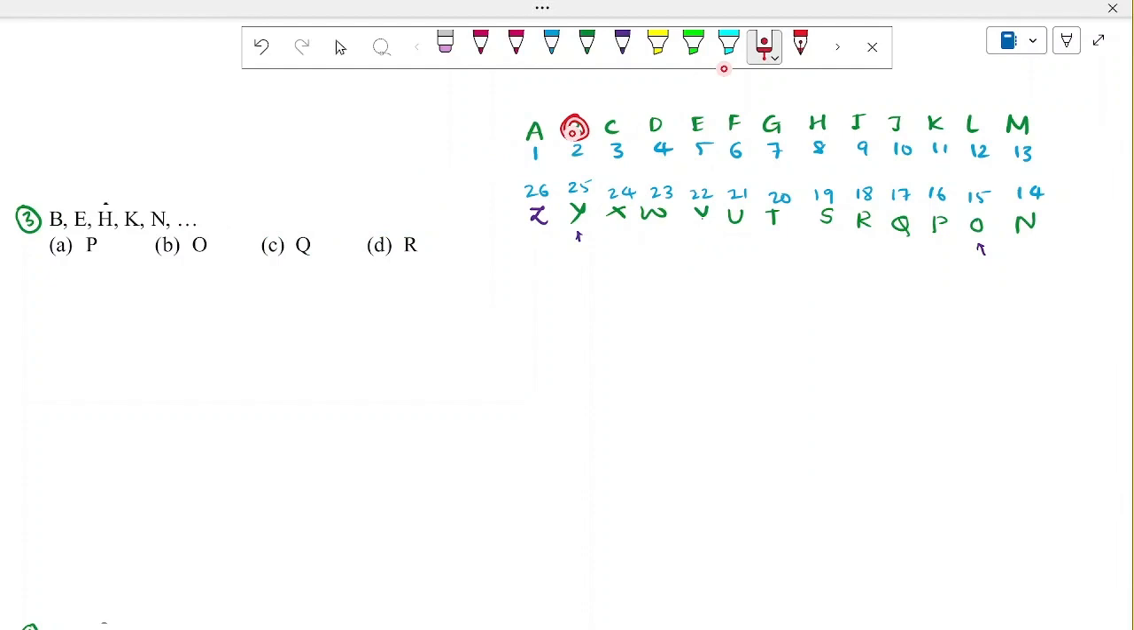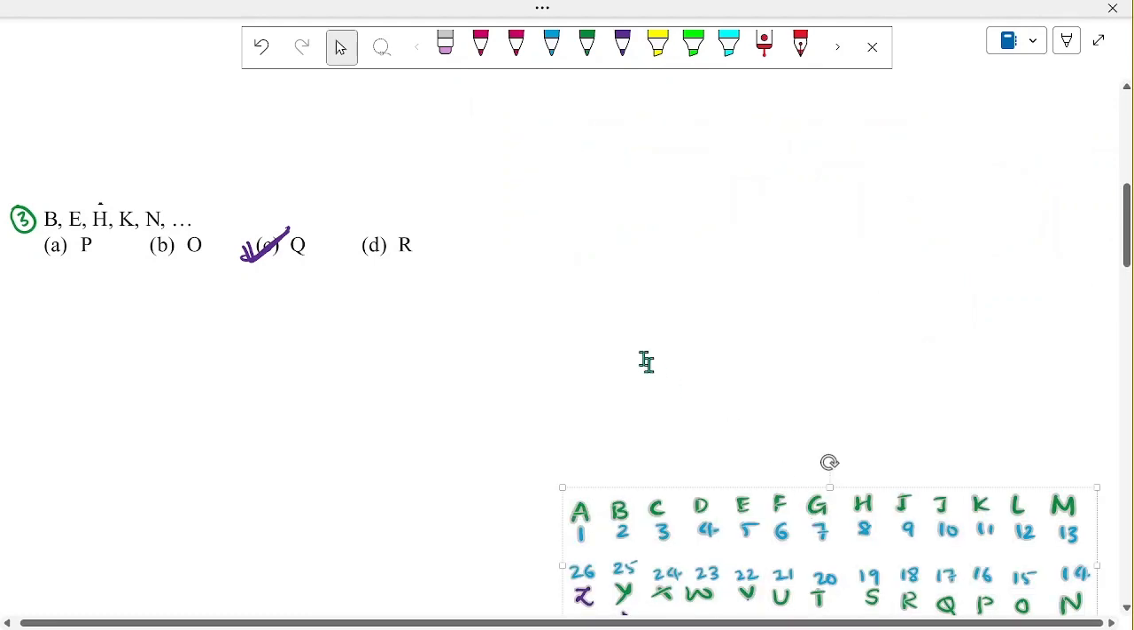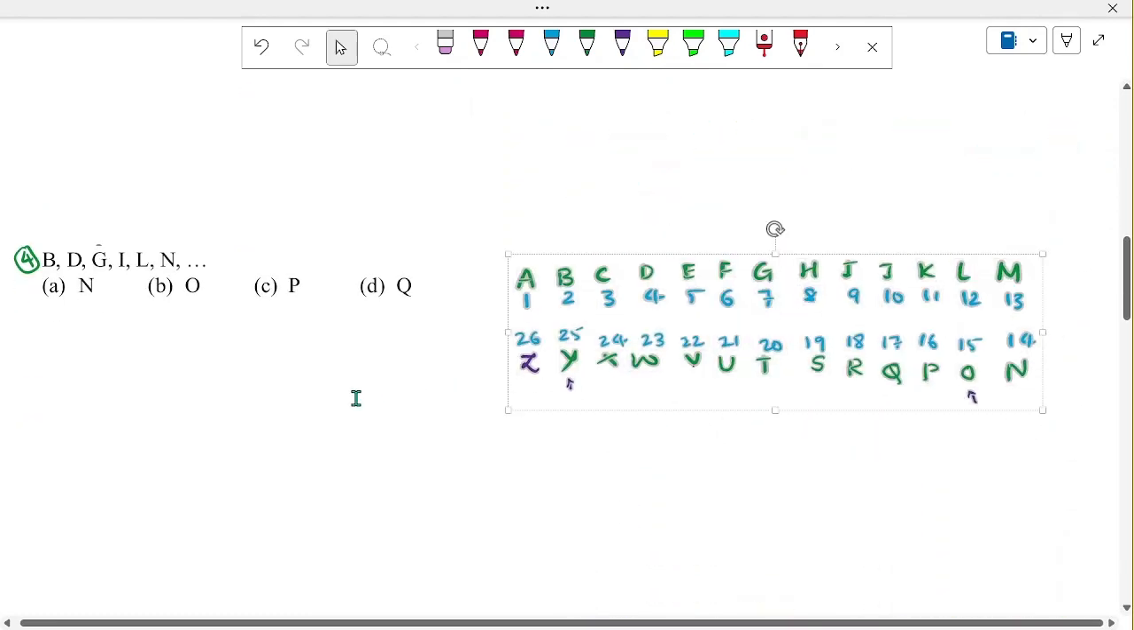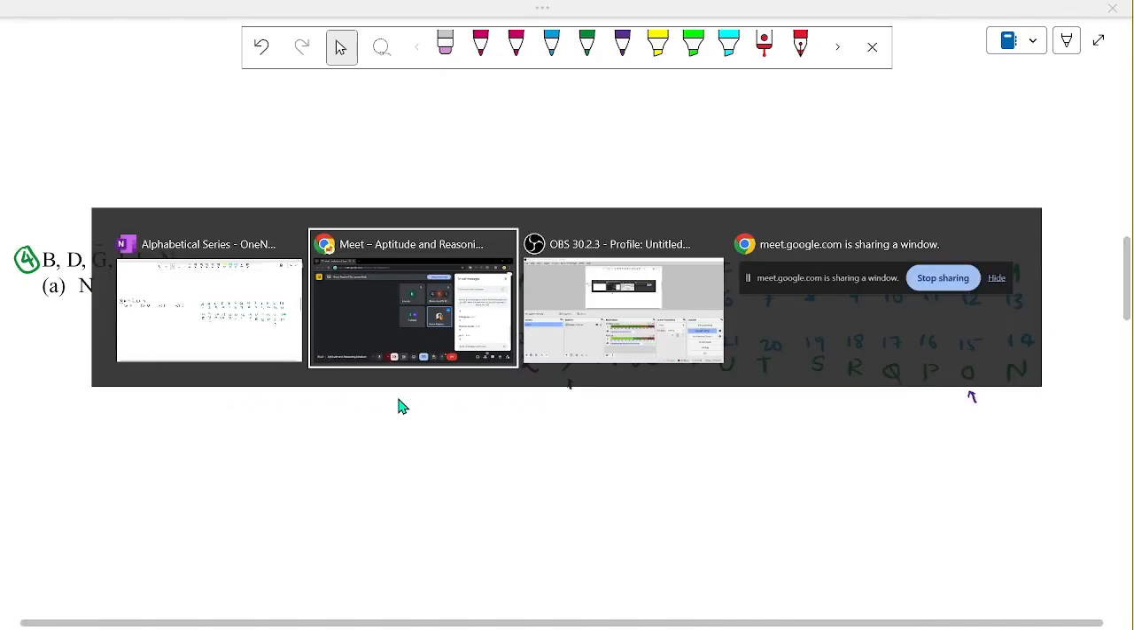We have got B, we have got E, we have got H. By looking at the first three letters, we are clear that there are two gaps in between, right? And so we have got K. After two gaps, we have N, again two gaps. So the answer will be what? Q. That's why the answer to this question is Q. Fine. Simple. Now we'll go to the next one. Fourth question. What is the answer?